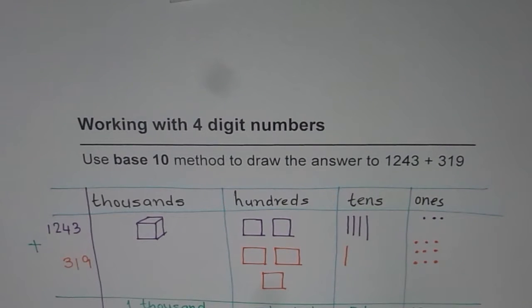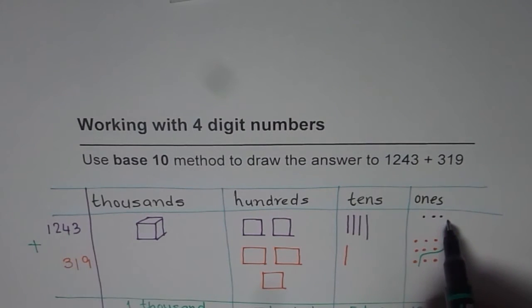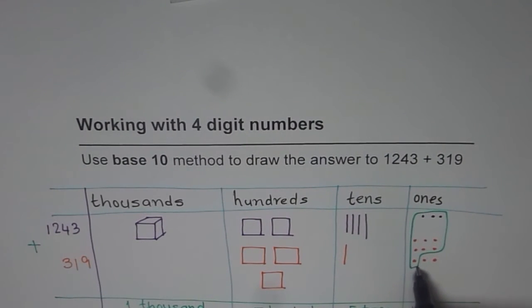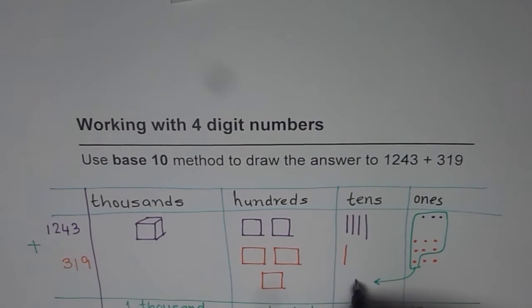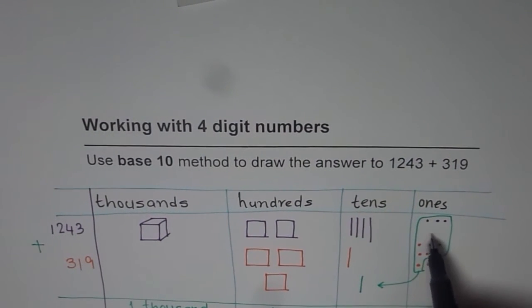So let me do that part now. So we have 12 ones. What we will do is we'll count 10 of them. 1, 2, 3, 4, 5, 6, 7, 8, 9 and 10. So we can club them and write it as 10, right? So 10 ones is 10, correct?